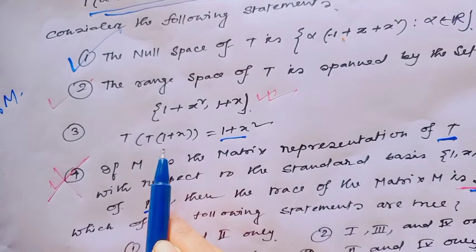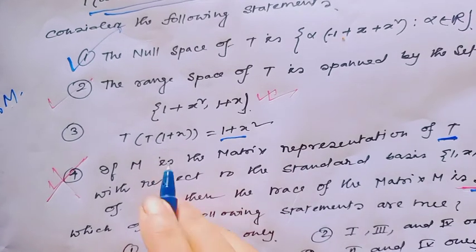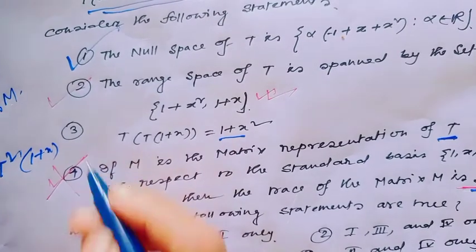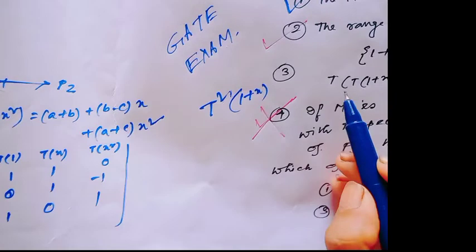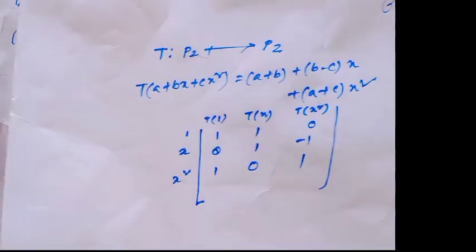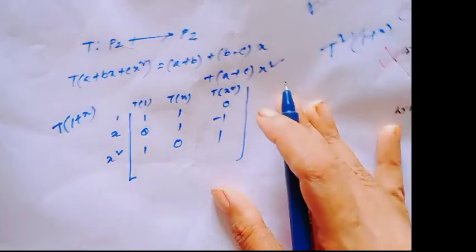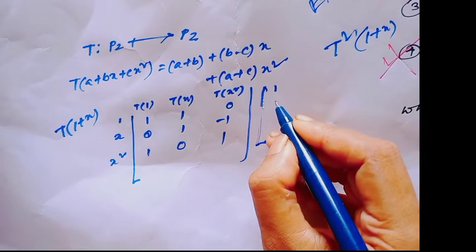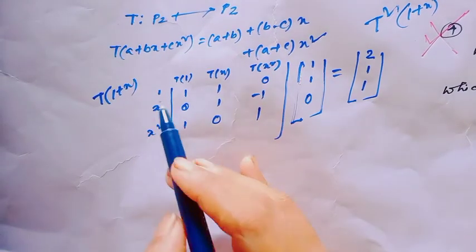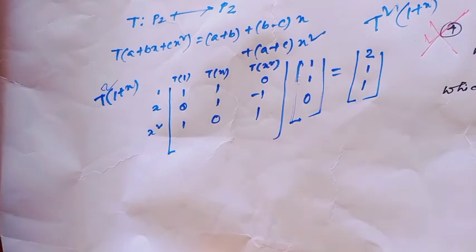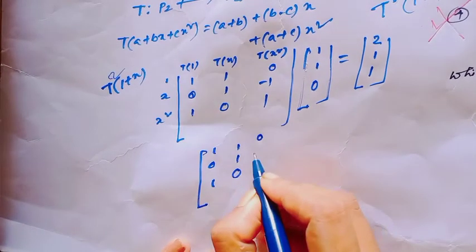And the third option indicates T of 1 plus x equal to 1 plus x square. That means we have to find T square with the vector 1 plus x. This is the matrix representation of this linear transformation, and for this we have to find T square of 1 plus x. At first just find T of 1 plus x. This would be this matrix times 1 1 0. And this value would be, since we have to find T square of 1 plus x, just apply again, then this would be 1 0 1, 1 1 0, 0 minus 1 1.